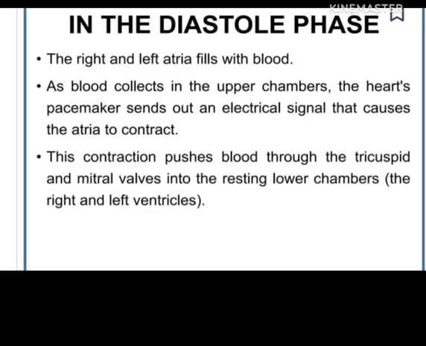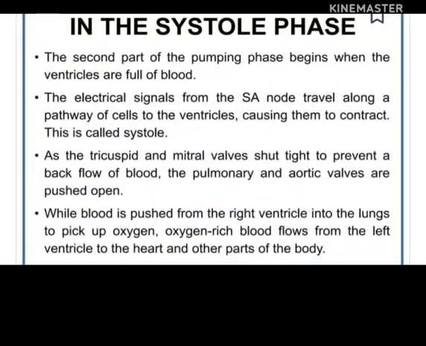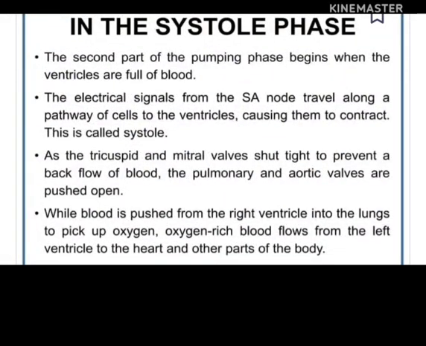The right and left atria fill with blood, as blood collects in the upper chambers. In the diastolic phase, the blood is collected in the upper chambers, and contraction pushes blood to the tricuspid valve. And the systolic phase is the second part, the pumping phase, where the signals from the SA node travel along a pathway of cells to the ventricles.